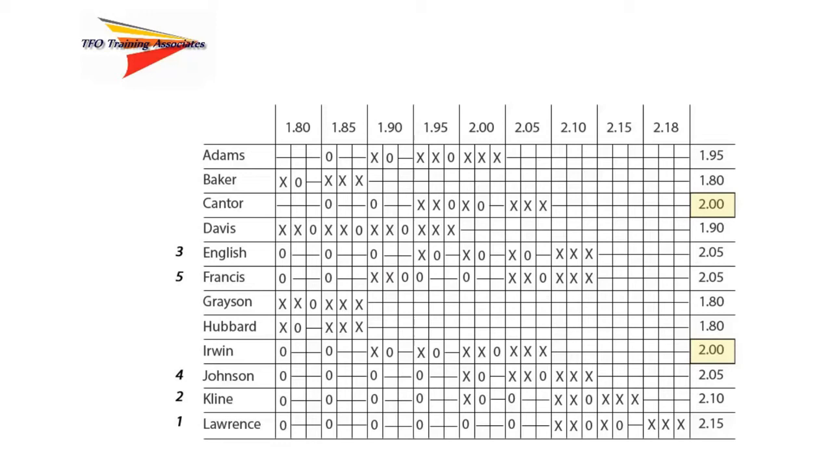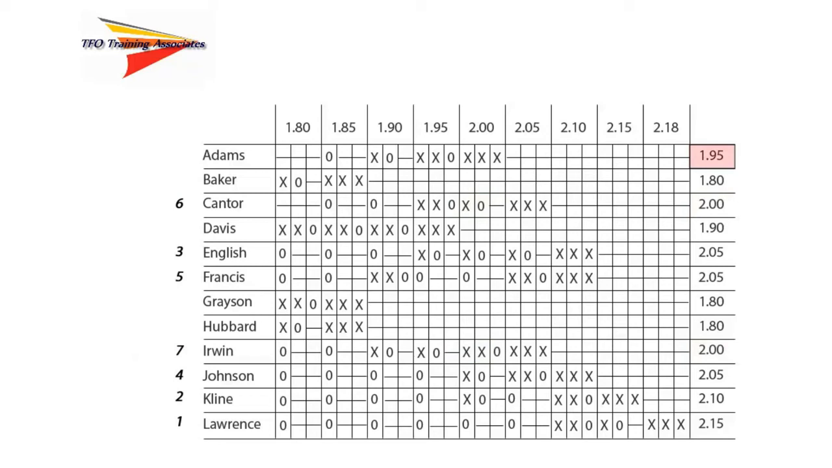Next, we can see that we have two competitors with the same best height of 2.0 meters, Cantor and Irwin. Again, our first criteria is fewer misses at the last height where both were successful, in this case, 2 meters. As we can see, Irwin had 2 misses, while Cantor only had 1. Cantor is awarded the higher place, in this case, 6th. Irwin is awarded 7th place.